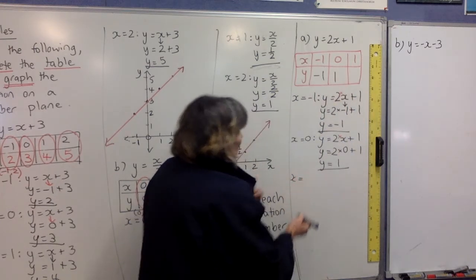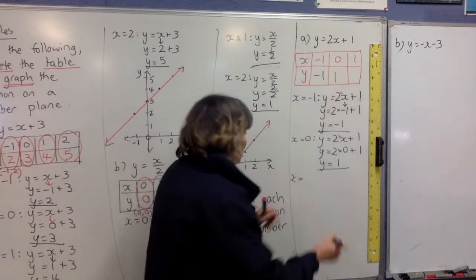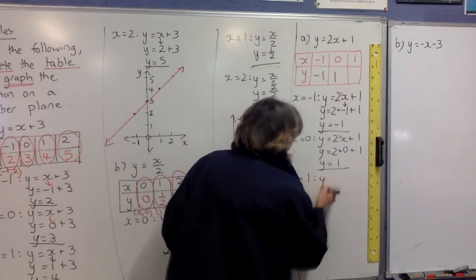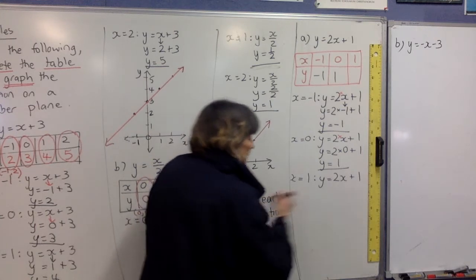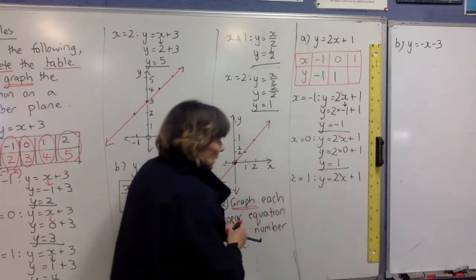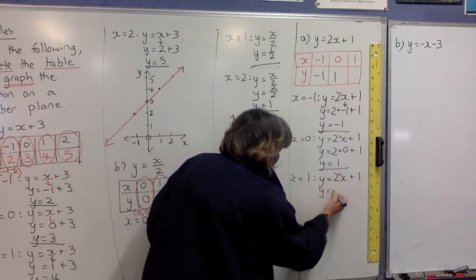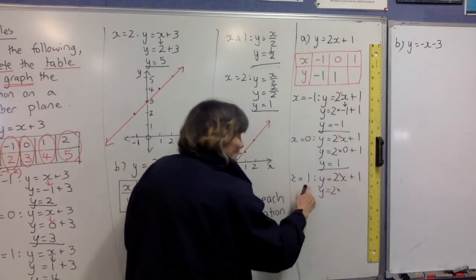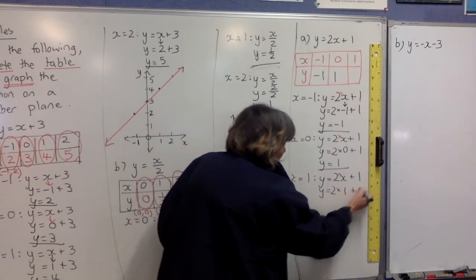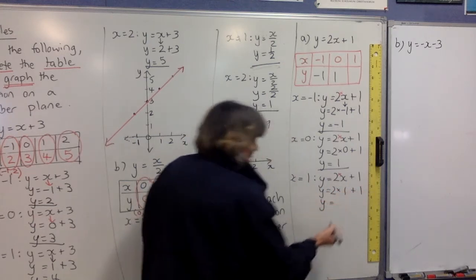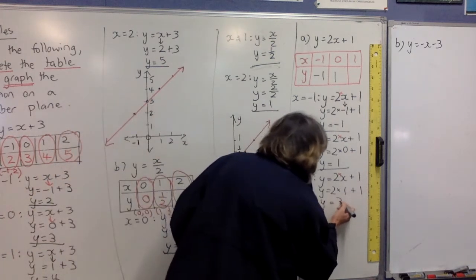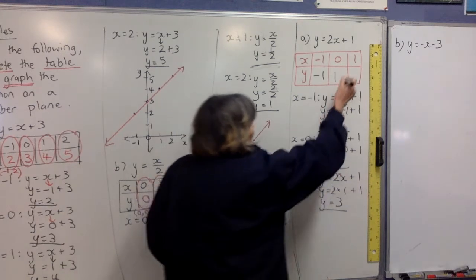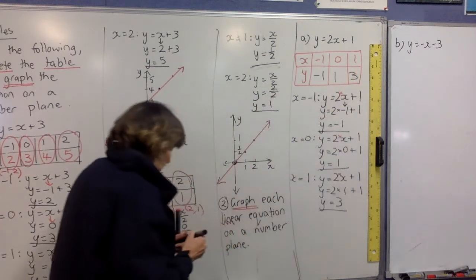And now let's take the last x value, which is 1, and write your rule down. Don't forget the times. And now let's sub in. So we have y equals 2 times, our x is 1 this time. Copy the rest of it and use your calculator. 2 times 1 plus 1 will give you 3. Okay, now we're ready to graph that one.